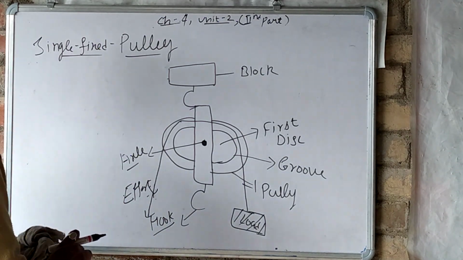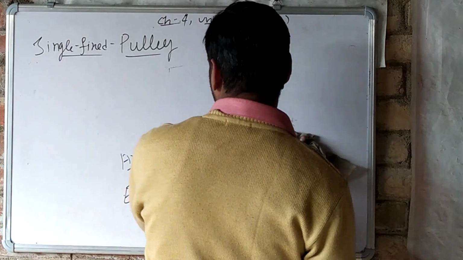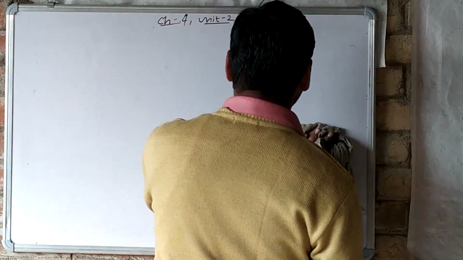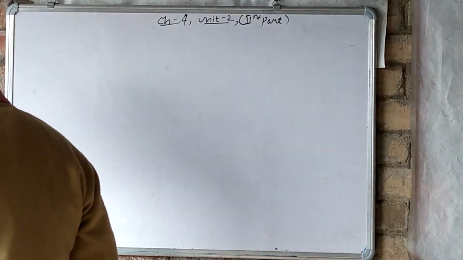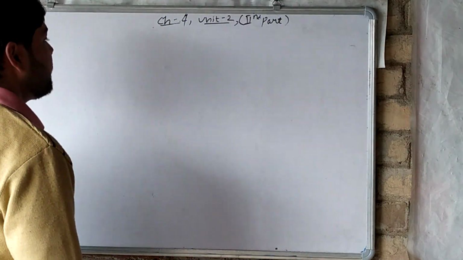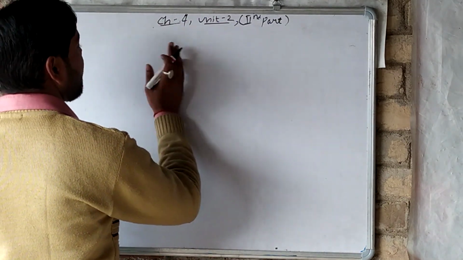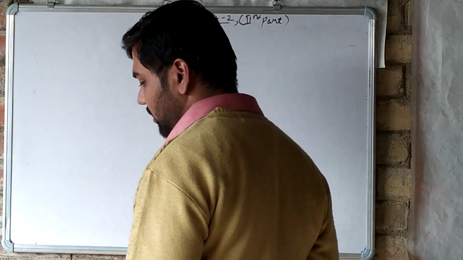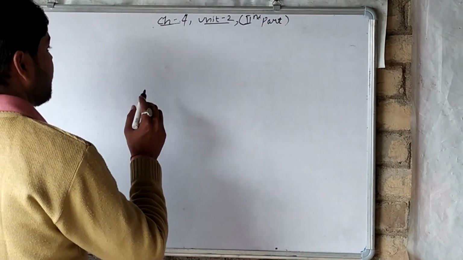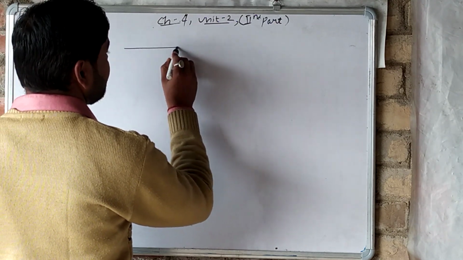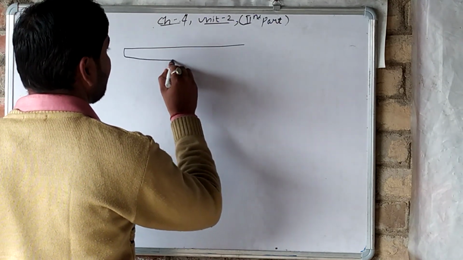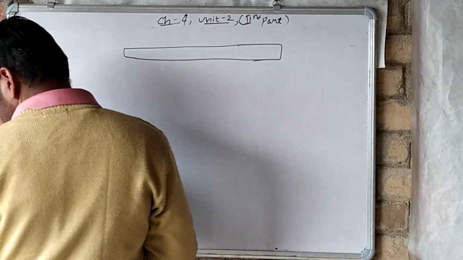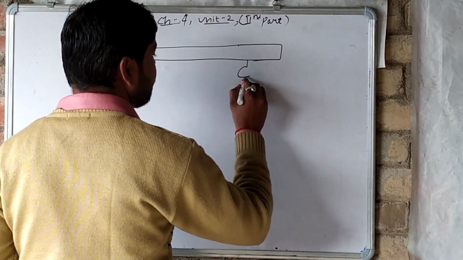Now we have to study the single movable pulley. The definition of a pulley I have already told: it is a flat circular disc having a groove on its edge, and the axle is a pivoted point from where the pulley is attached, and it is free to rotate from that point, and it lifts heavy loads. So this is the single movable pulley's diagram.